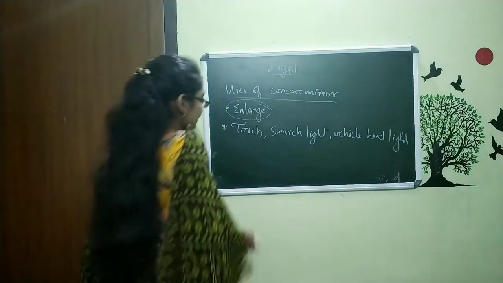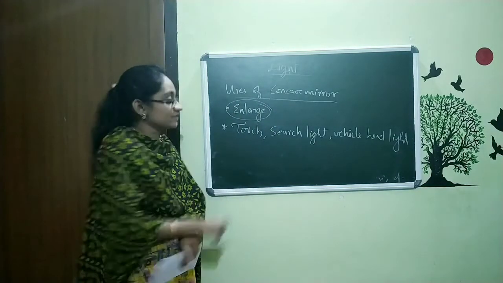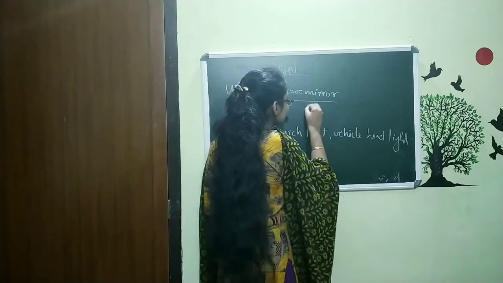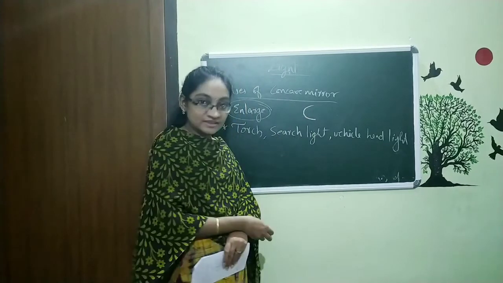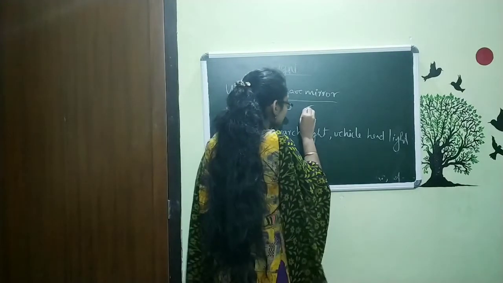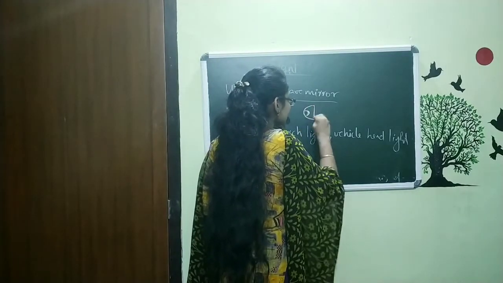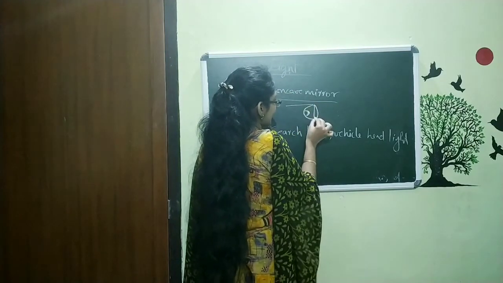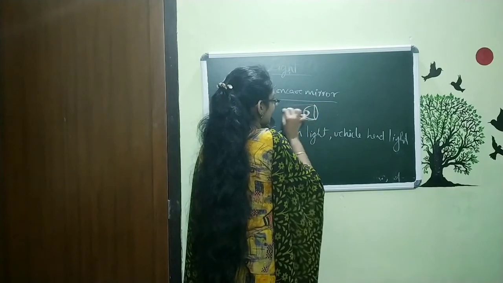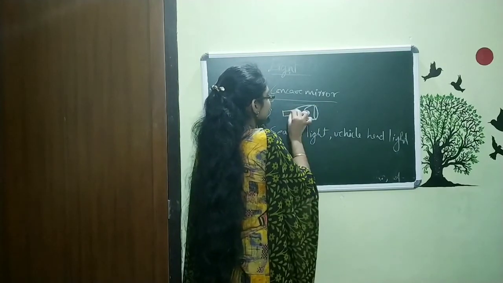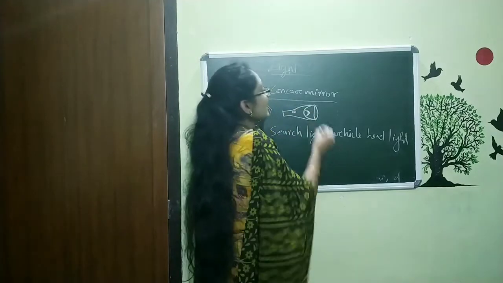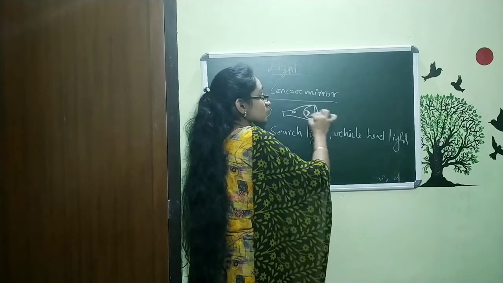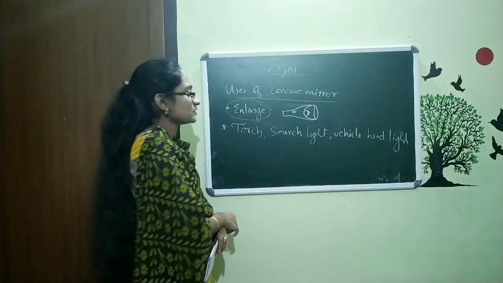That is the first use. We can use this concave mirror in the torch, searchlight, vehicles and all. That means for the torch, some sort of thing is there like this. Our light is here and we will place the glass. So this is our torch and this is the switch, and we are saying the concave mirror is this, concave. So that's about that.